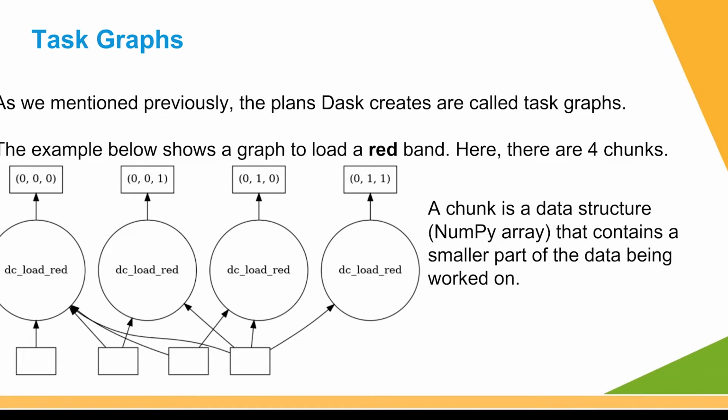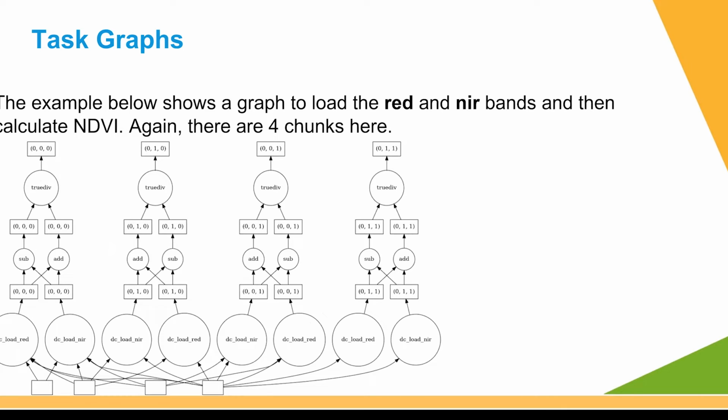So here's another example. This shows loading red and near to calculate NDVI. Again, there are 4 chunks here. So this task graph works its way from the bottom to the top. First, it loads red and near, and you can see the 4 columns roughly. We load red and near, and then do some addition and subtraction in calculating NDVI and a division. And that's our result.